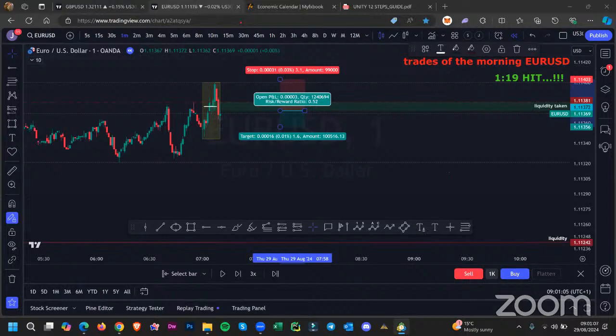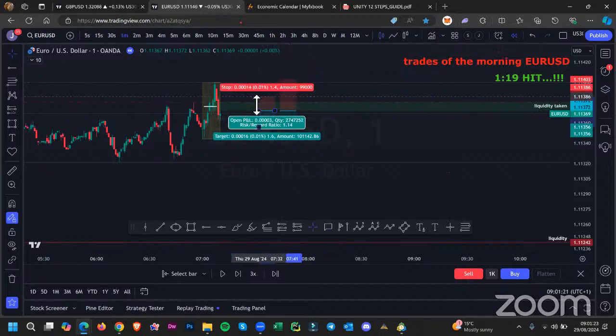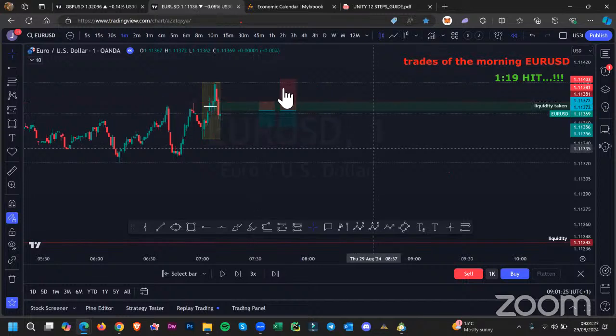Let's have a look. Okay, it's just pushed pretty deep past my stop. It's fine, no problem. Here, this is the entry. We can show both of them. Okay. We're going to show this aggressive entry. I will show the safer entry. Have a look.